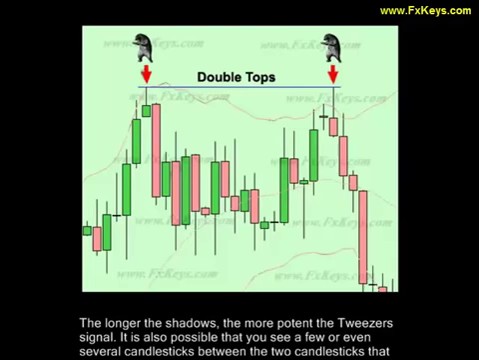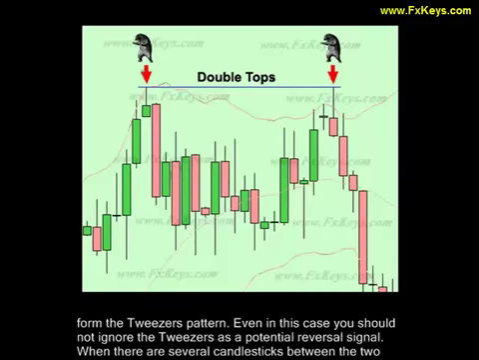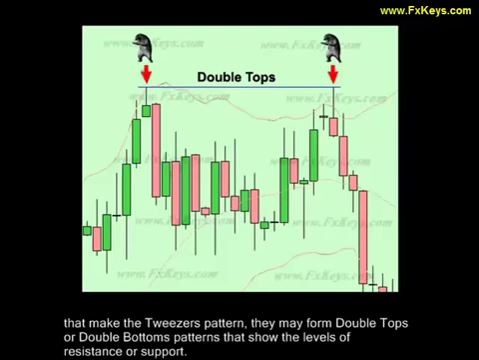It is also possible that you see a few or even several candlesticks between the two candlesticks that form the tweezers pattern. Even in this case, you should not ignore the tweezers as a potential reversal signal. When there are several candlesticks between the two that make the tweezers pattern, they may form double tops or double bottoms patterns that show the levels of resistance or support.